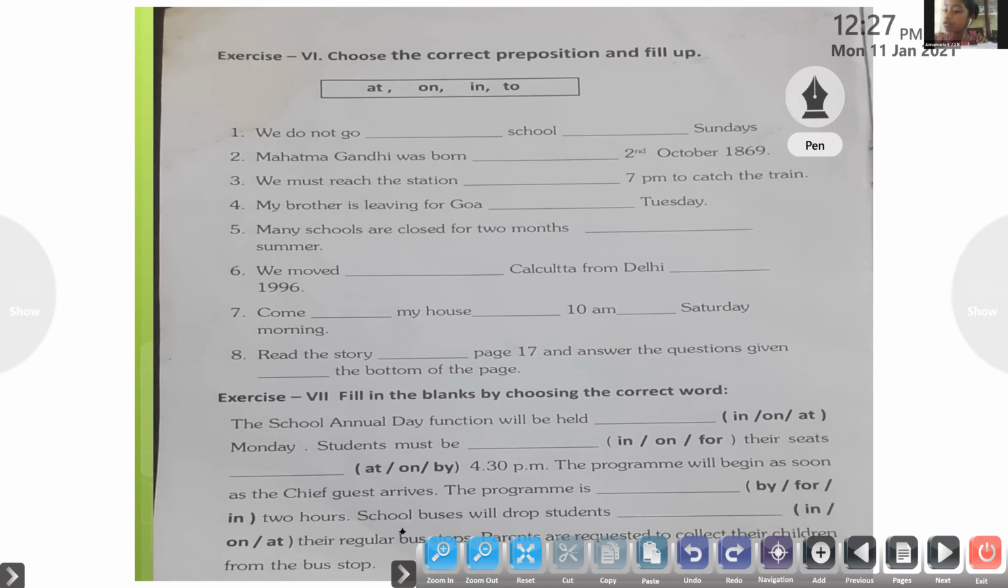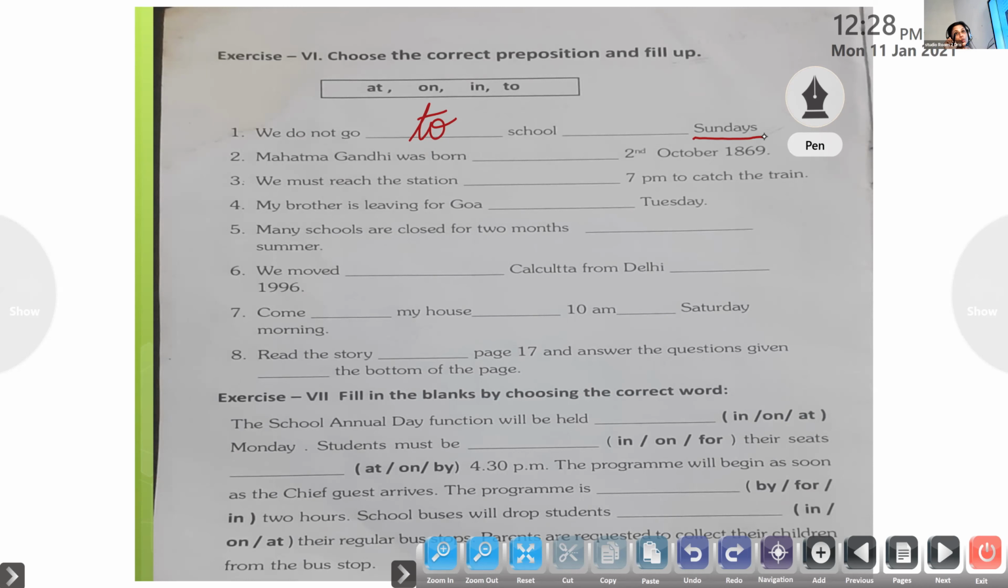We do not go dash school dash Sundays. We do not go to school. When we say about school, we use a preposition. We do not go to school. Sunday. It is a day.